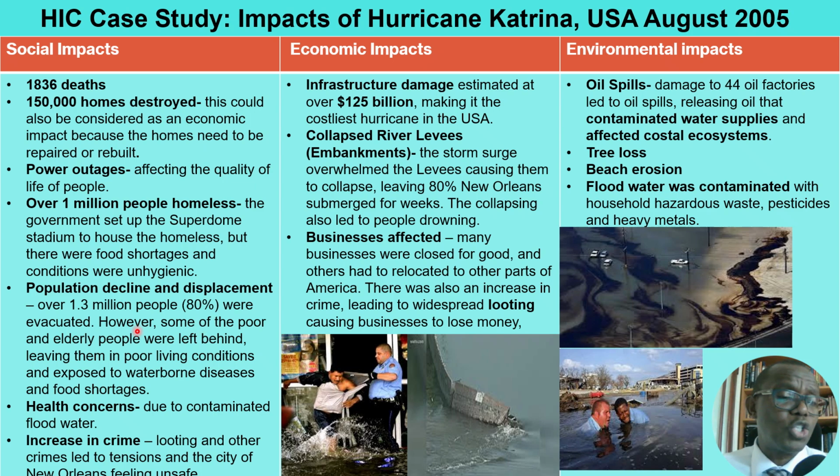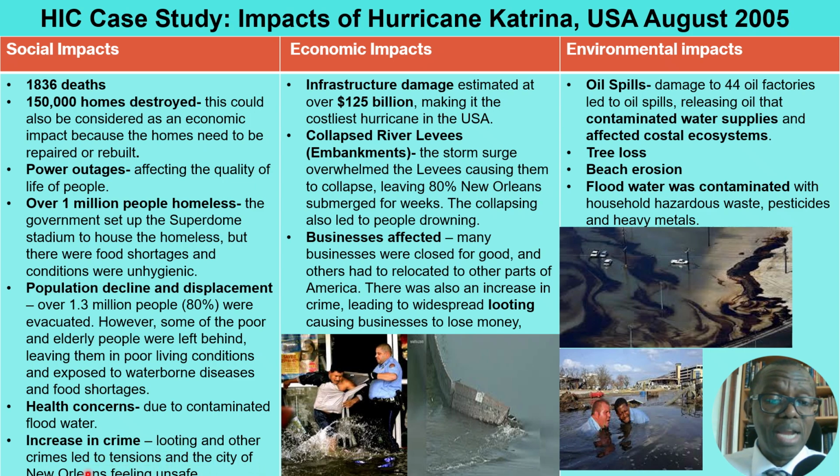Obviously, the shops were likely to have been closed, and the businesses are shut, so people cannot buy food. Neither can food be delivered that easily because there are flood waters and so on. So again, another social impact: health concerns due to the contaminated flood water. We had talked about that, and then there was an increase in crime as well.